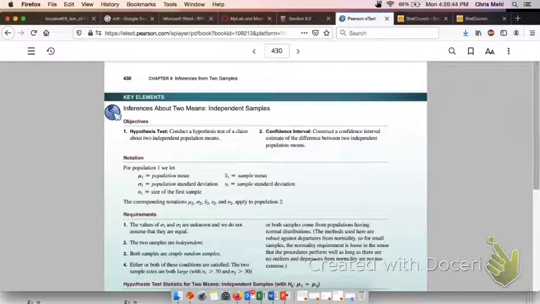Okay, so your alternative hypothesis could be in three different forms. mu1 is greater than mu2, mu1 is less than mu2, or mu1 is not equal to mu2. And the confidence interval is used to estimate the difference between the two independent population means. If you read that up top, that's the second objective.